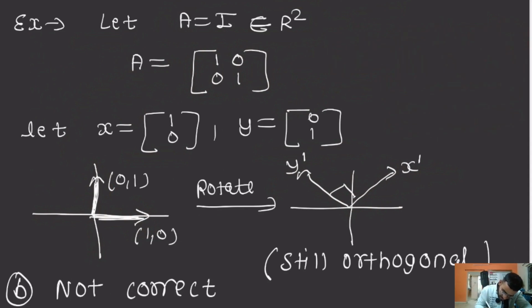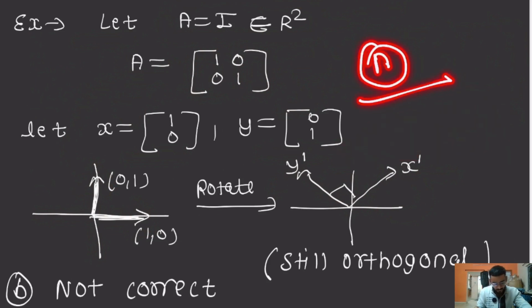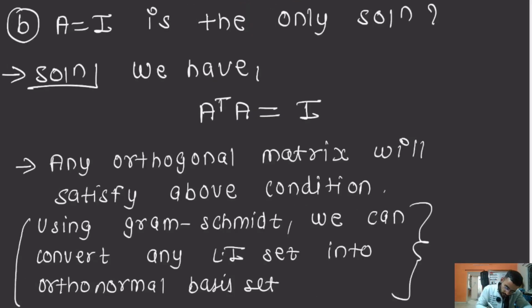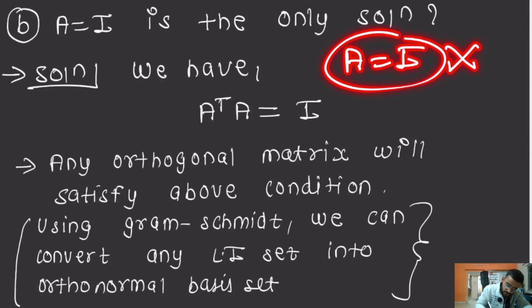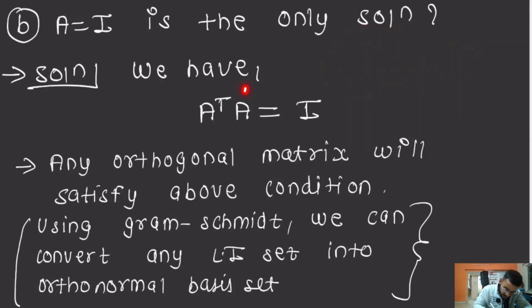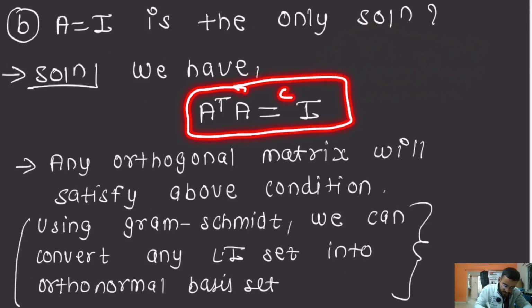In a similar way, we can rotate these two vectors by any degree theta, and we get a new orthogonal matrix. So n number of orthogonal matrices are possible, which means A equal to I is not the only solution. There can be any number of orthogonal matrices. Any orthogonal matrix will satisfy this condition.